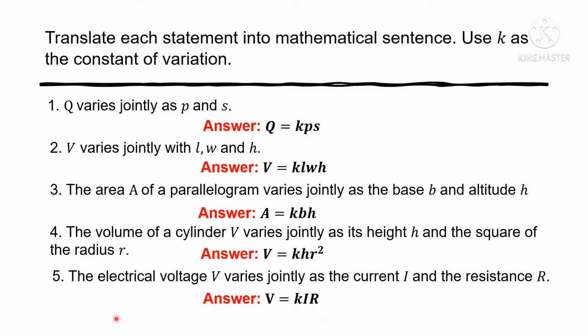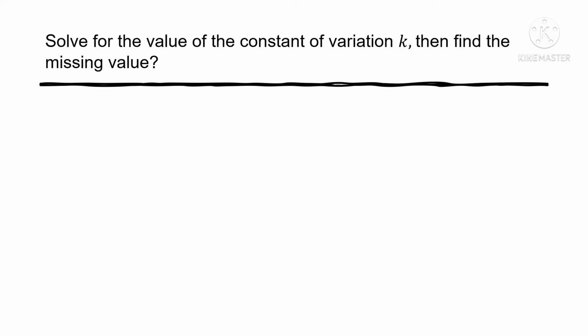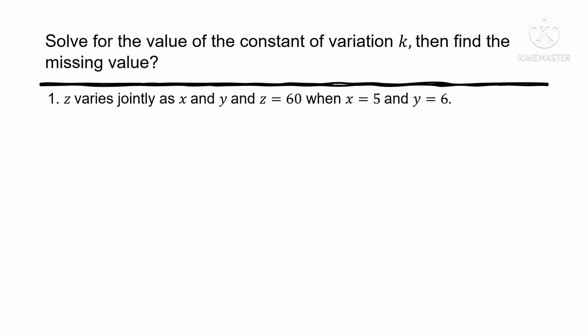So that is how we translate a statement of joint variation into a mathematical sentence or equation. Let us have another exercise. Solve for the value of the constant of variation K, then find the missing value.